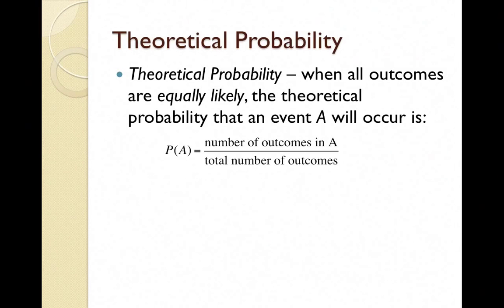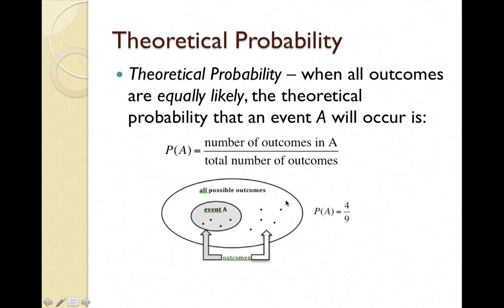Theoretical probability happens when all outcomes are equally likely. The theoretical probability can be found using this equation. Probability of event A equals the number of ways we can get A as an outcome over the total number of outcomes in the situation.